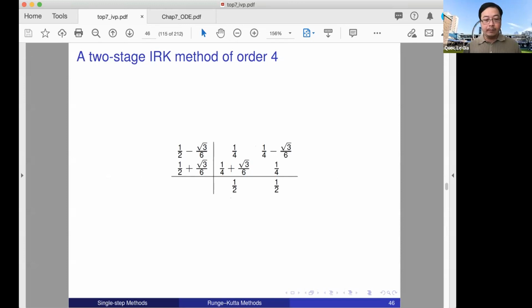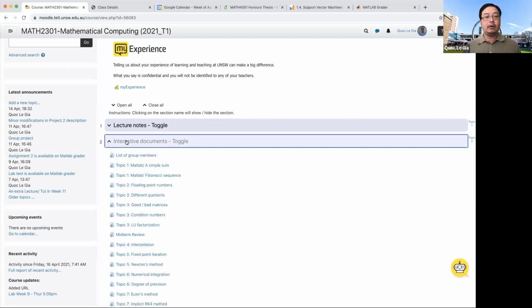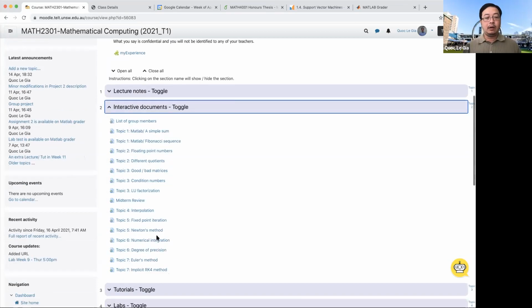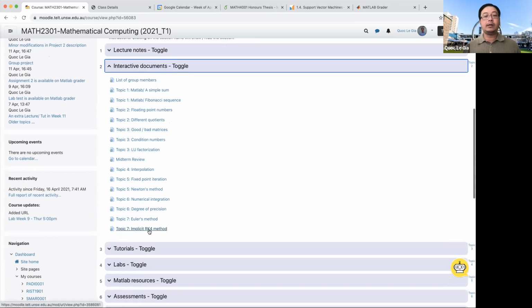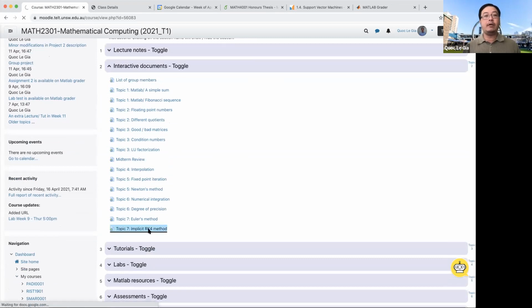So I put it on a Google Document. See whether you can get it out. Let me share my Moodle. If you go to Moodle, you can see that interactive document. And the last one is the implicit Runge-Kutta method of order 4.